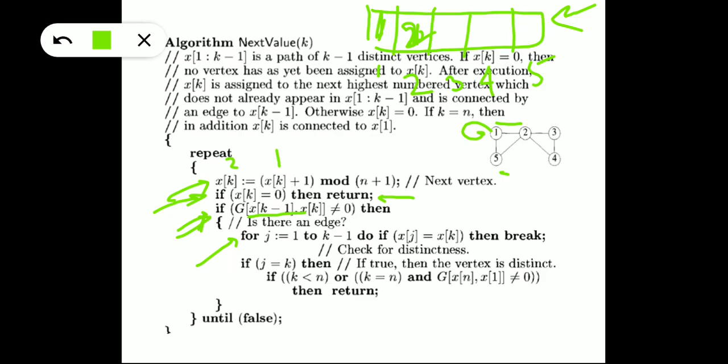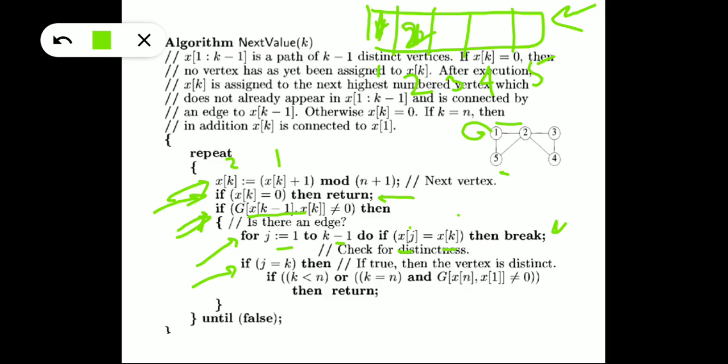So for j is equal to 1 to k minus 1, k is initially 2, so 2 minus 1 is also 1. We check to see if x of j, which has the element 1 in it, is equal to x of k. K's value is how much? 2. So x of 2 has a value 2 in it. So 1 equal to 2 is false. Therefore the vertices are distinct, so we do not execute this break statement. We come to the next line.